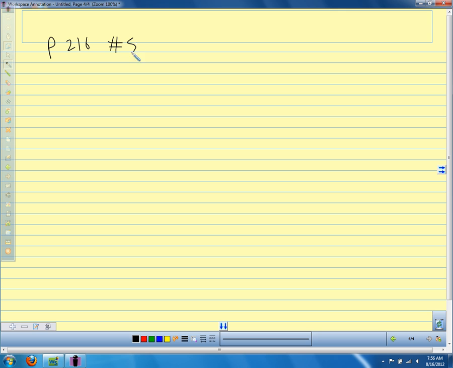Well, number 54, it gives us some conditions. It says f of 0 equals 3, and 2 is less than or equal to f prime of x less than or equal to 4 for x in this interval -5 to 5. And our question is, what's the greatest and least possible values for f of 2?